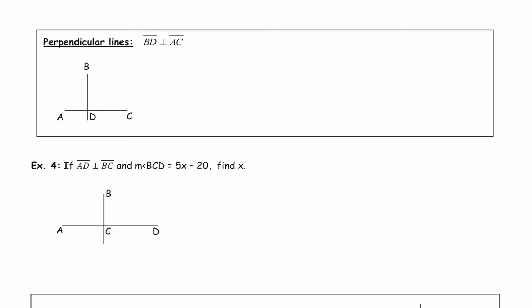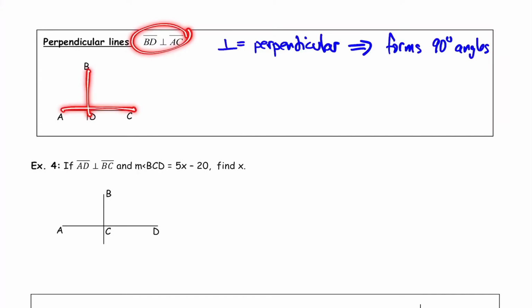Okay, perpendicular lines. So the symbol for perpendicular, as you can see, is this upside down uppercase T. And what's nice about geometry is a lot of times the symbol just represents what the diagram looks like. So that symbol means perpendicular, which means forms 90-degree angles or right angles. So in this diagram here, if they tell me BD is perpendicular to AC, I know that all of these angles here, there's actually 4 of them if that line extends all the way through, are right angles. Okay, so if I put a little 1 here, I know angle 1 equals 90 degrees.